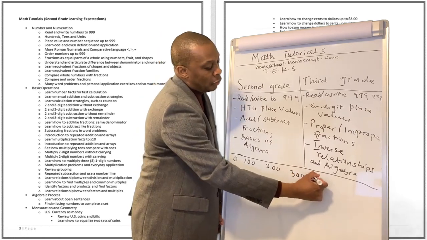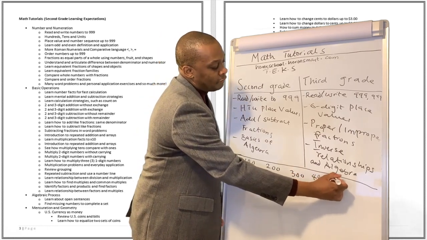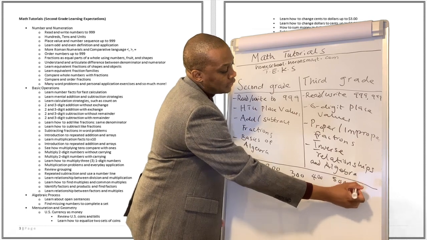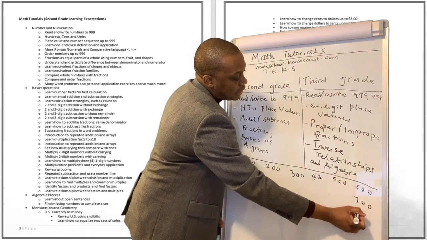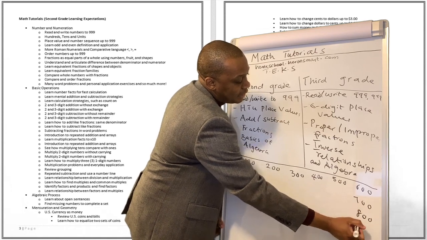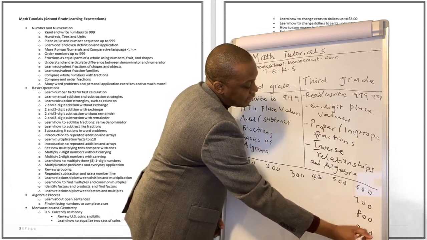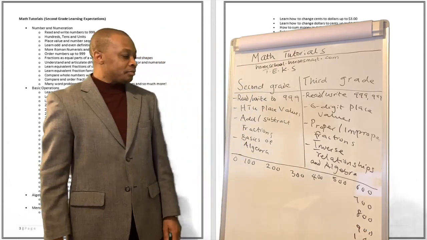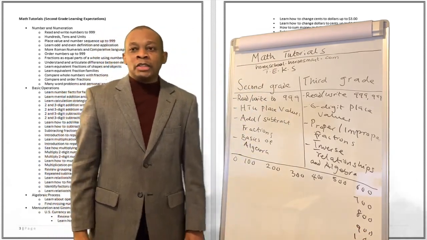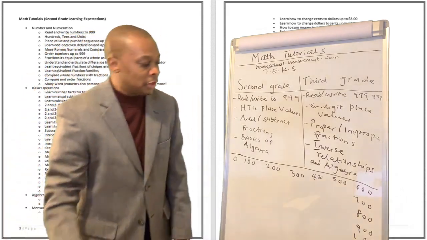All right, 400, 500, 600, 700, 800, 900, and potentially 1,000. All right. So you can teach a child to count just by 100 to start with.